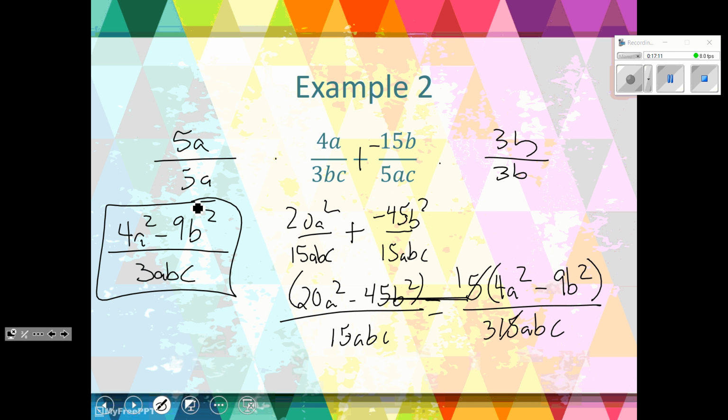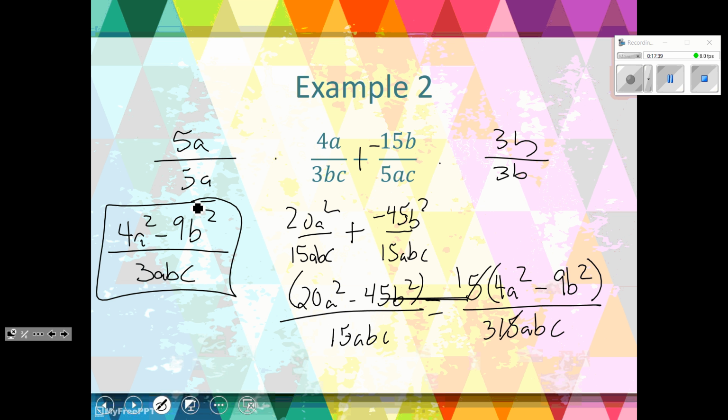Can that numerator factor again? What do we know about 4a squared minus 9b squared? It's a difference of two squares. Okay, now here's what I'm going to tell you. Listen to me. We only want to factor it if at the end it will actually cancel it out. Does that make sense? We only want to simplify if it's going to help us out.